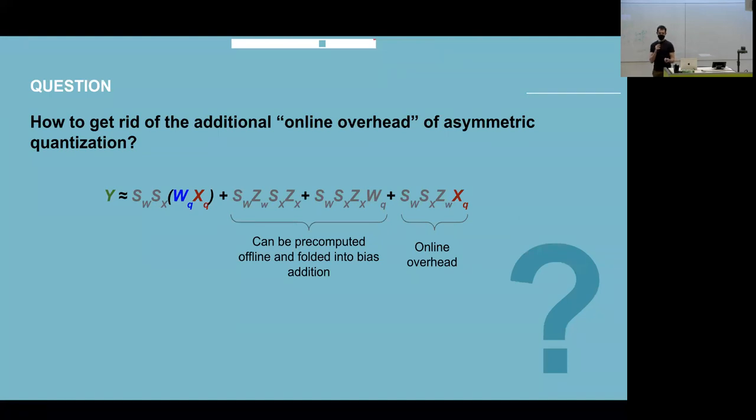So how do I get rid of this online overhead of asymmetric quantization? What is one simple way of just forgetting about it, not having that extra overhead? What do you think?